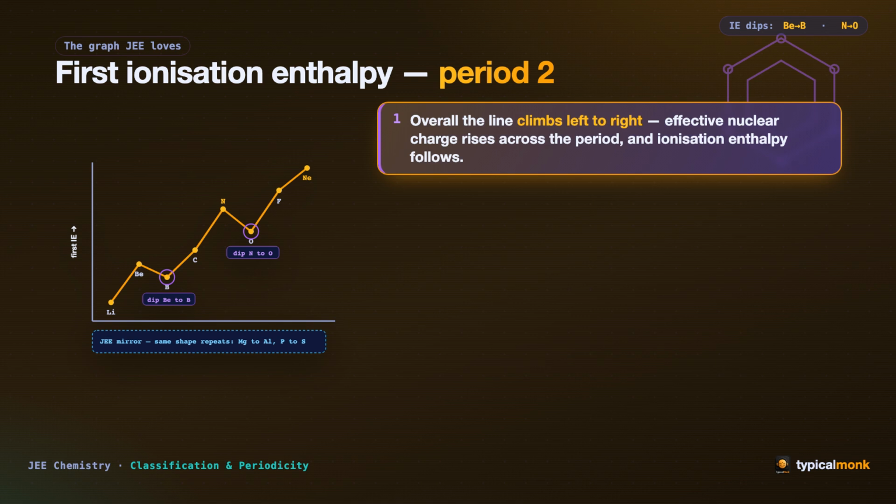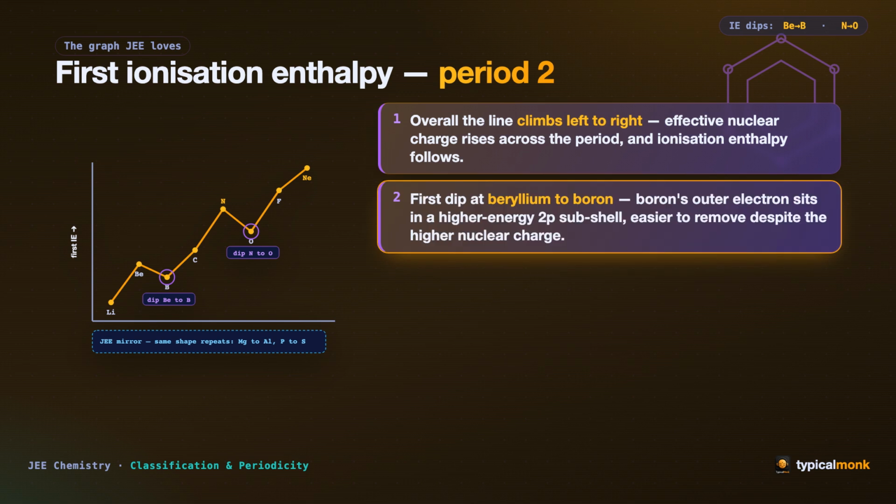First ionization enthalpy across period 2, from lithium to neon. Watch the shape of the line closely. Overall, it climbs from left to right, exactly as we said. Lithium is low and easy to ionize, neon sits highest of all. But the climb is not smooth, and G adores the two dips inside it.